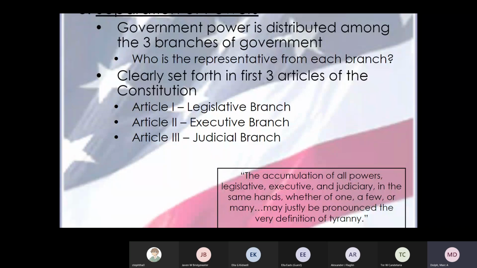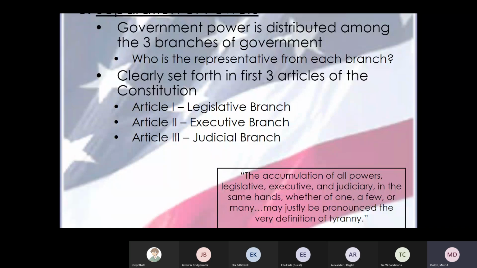Clearly set forth in the first three articles of the Constitution, we have the legislative branch, the executive branch, and the judicial branch. Why do you think we separate these powers? What's the reason? What's the point? You can't put a fire up inside the house, so you don't separate it. If one goes down, the rest don't go. Yeah, I think that's a pretty good metaphor. I think you're on the right track too. Did you have something you want to add?